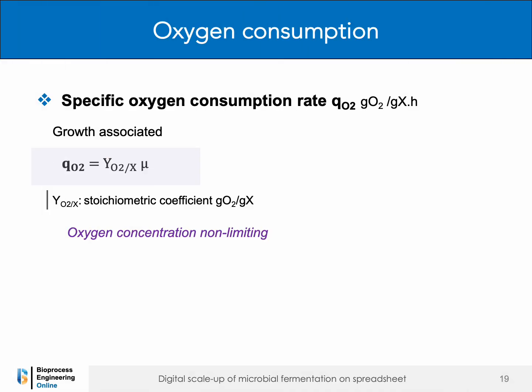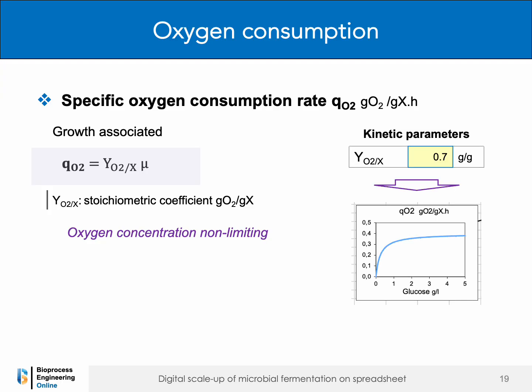The specific oxygen consumption rate, QO2, in gram oxygen per gram biomass an hour, is assumed to be proportional to the cell growth rate. QO2 equals YO2 over X times mu. Here, YO2 over X is the stoichiometric coefficient, expressed in gram of oxygen consumed per gram of biomass produced. Under the fermentation conditions considered, dissolved oxygen is assumed not to limit growth. The spreadsheet allows visualization of how the specific oxygen consumption rate varies with glucose concentration.